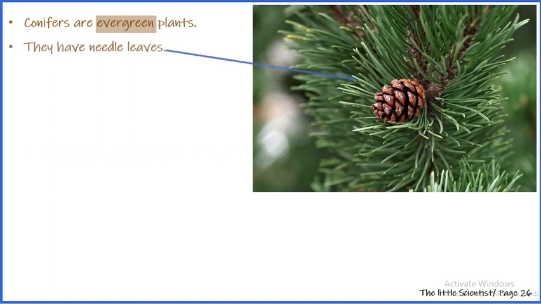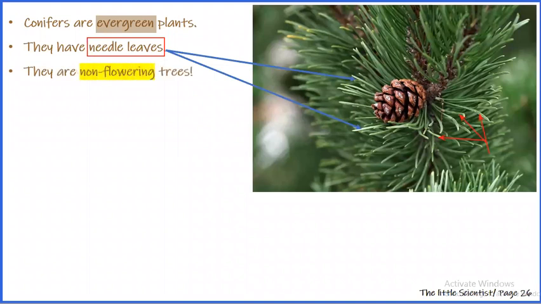This tree does not have normal leaves. Look at the leaves of this tree. Okay, I will draw more arrows to the leaves. So this is a leaf, this is another leaf, and this is a leaf. The leaves of this tree are needle-like leaves. And as I said, they are not flowering. Instead of growing flowers, they grow cones. So this is a cone. This is a cone.